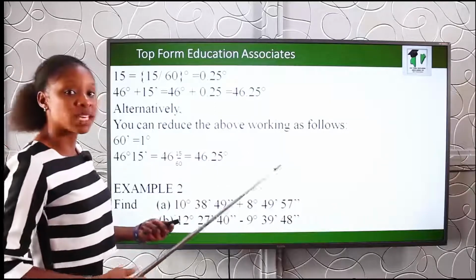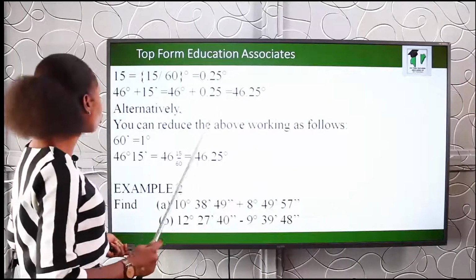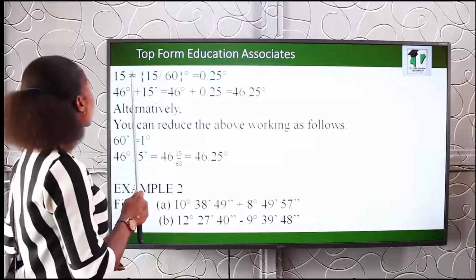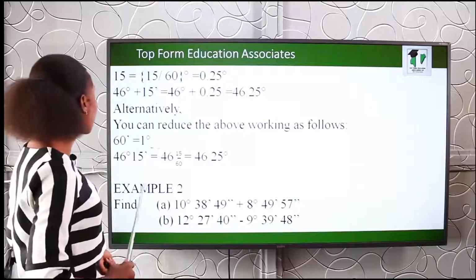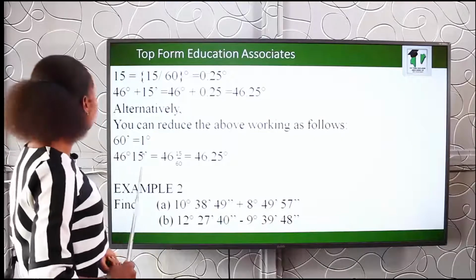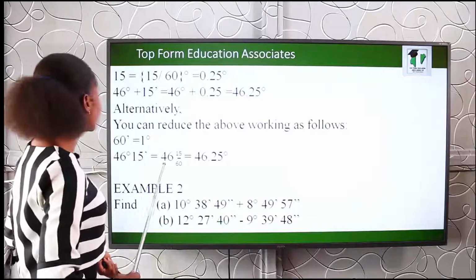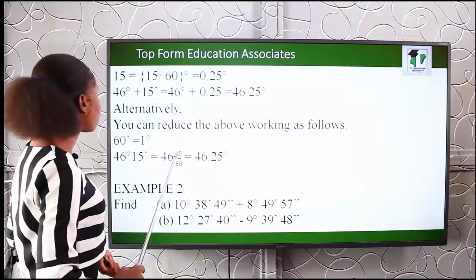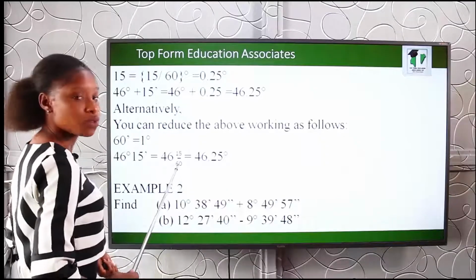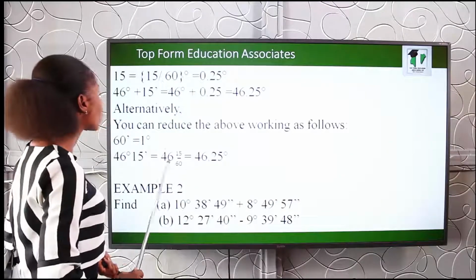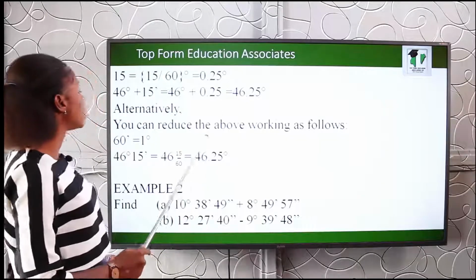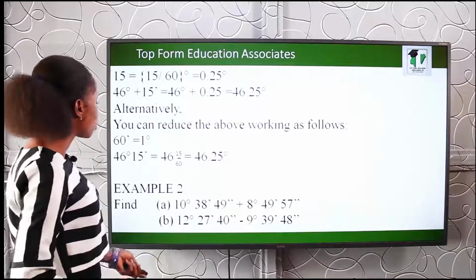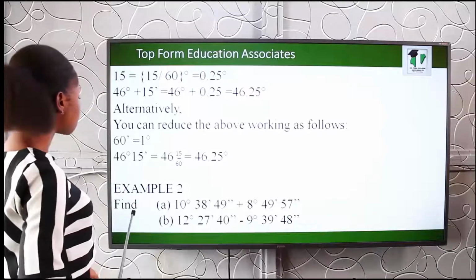Alternatively, if you want to make your work easier, if you don't want to go through all the stressful process of writing all this out, you can reduce the working above, as 60 minutes will give us 1 degree. Therefore, 46 whole number and 15 over 60. Very short method. You are going to have the same answer, which is 46.25 degrees.